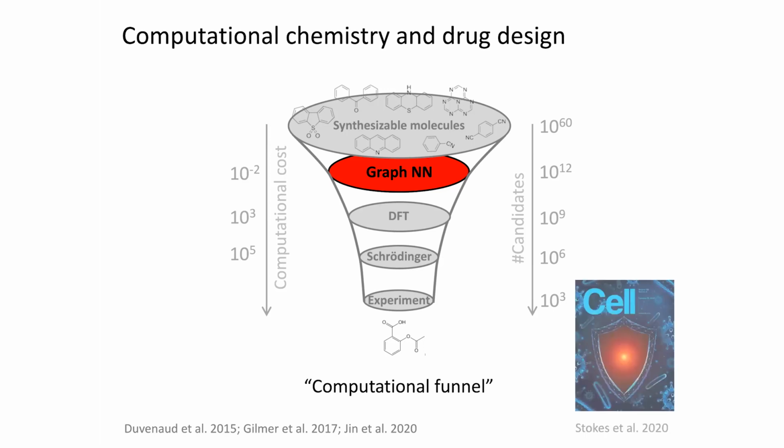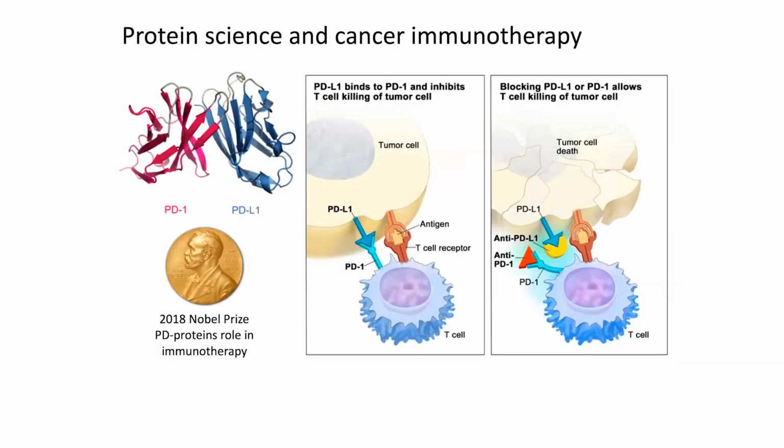And graph neural networks have recently been used by a group at MIT that published their results in Cell earlier this year. They showed the discovery of a novel class of antibiotics where the virtual screening pipeline also included graph neural networks. Talking about drugs, another kind of drugs that we can think of are what is called biologics or biological drugs. Basically, these are drugs that themselves are biomolecules such as proteins. And one example where such drugs are extremely promising is cancer immunotherapy.